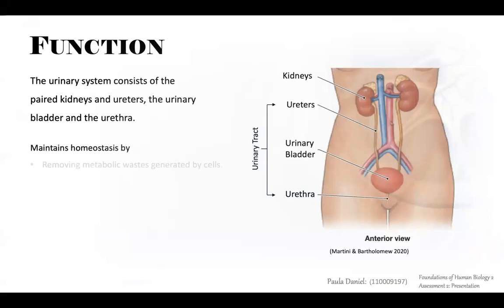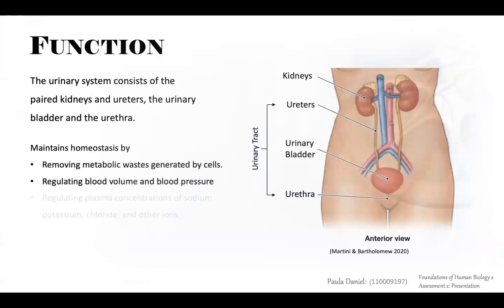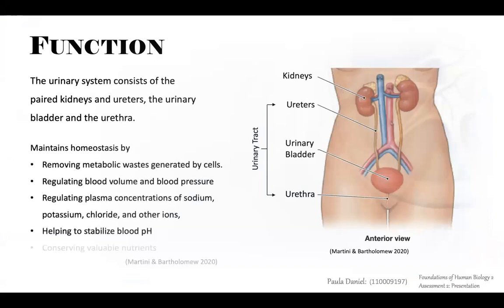The urinary system consists of the kidneys, which are the principal organs, and accessory organs of ureters, urinary bladder, and urethra. The function of the urinary system is to regulate the content of blood plasma in order to maintain homeostasis of the internal fluid environment.